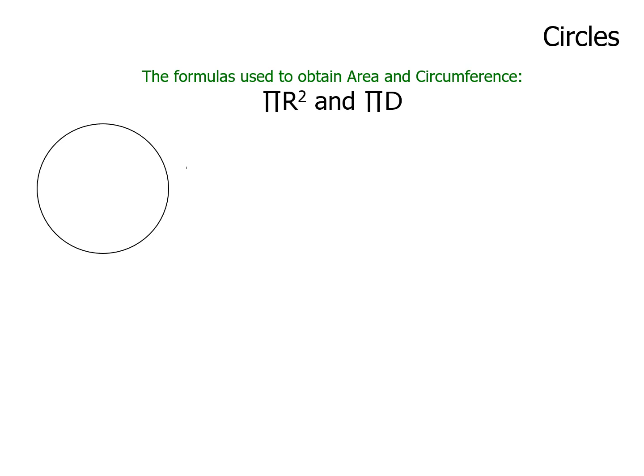All right, circles. And I even put the fancy little pi symbol in there for you. Sometimes that's hard to find, believe it or not. So here's a formula for us: pi r squared and pi d. Okay, let me think about what that is.